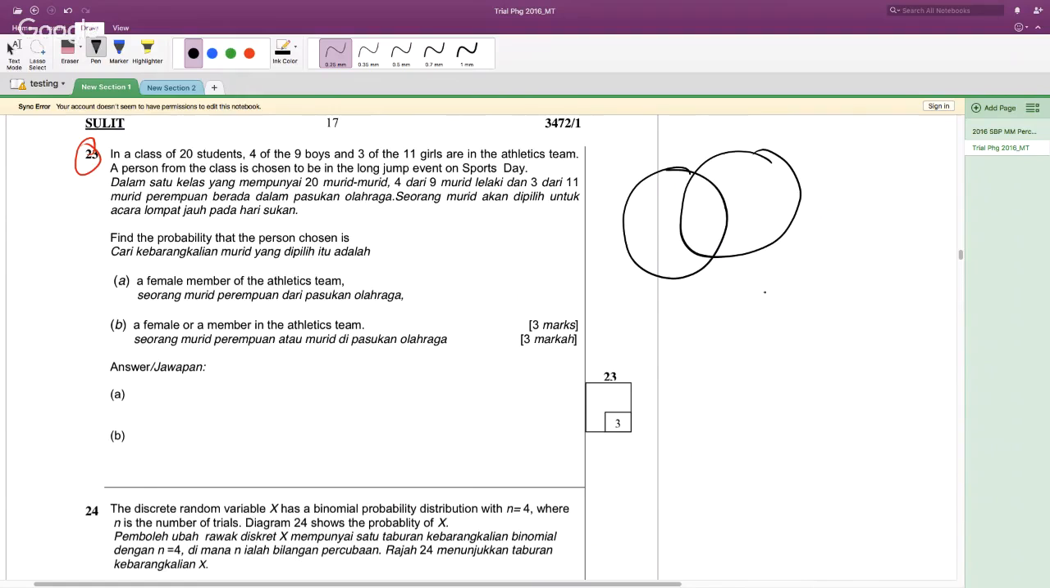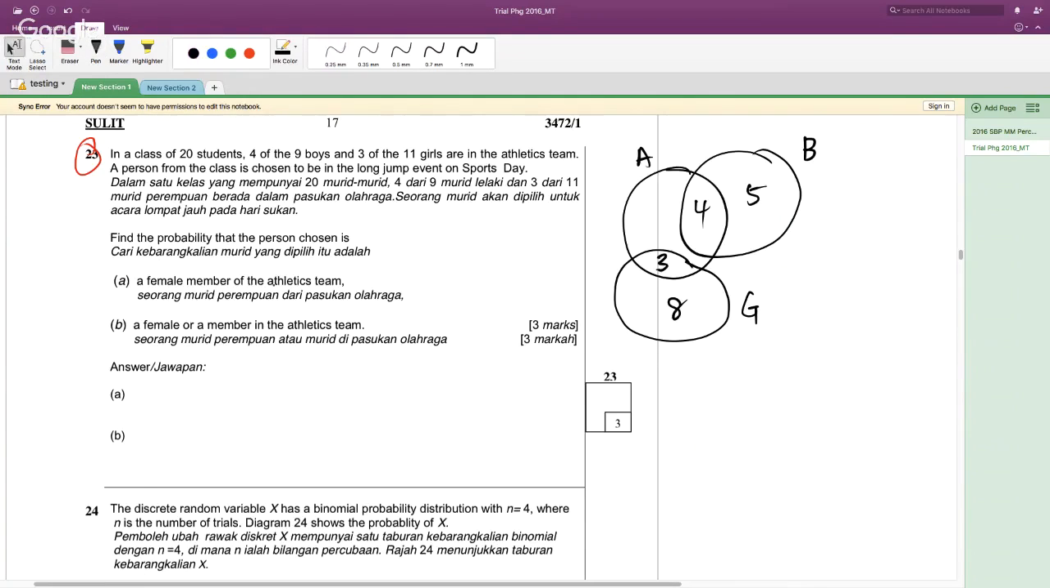Maybe I draw it like this. This one will be the boys, this one will be the girls, and this one will be the athletics team, whoever joined here. We have 9 boys, 4 actually joined here, so here we are left with 5. We have 11 girls, 3 joined here, and we are left with 8 here. So the total is 20 students now.